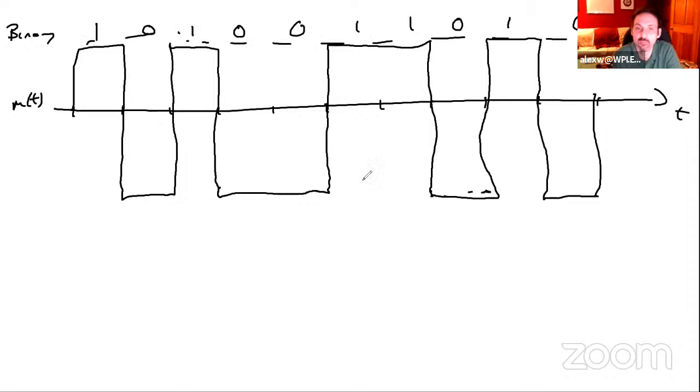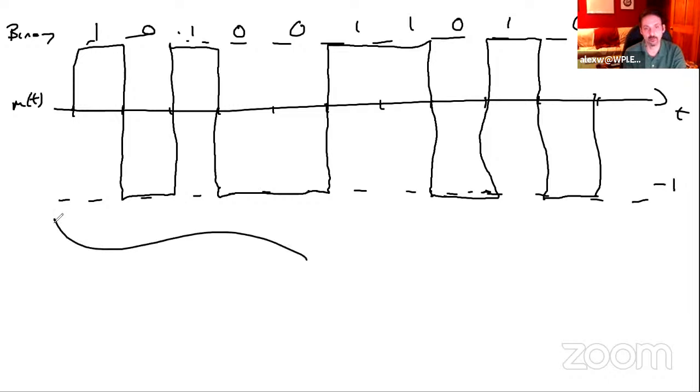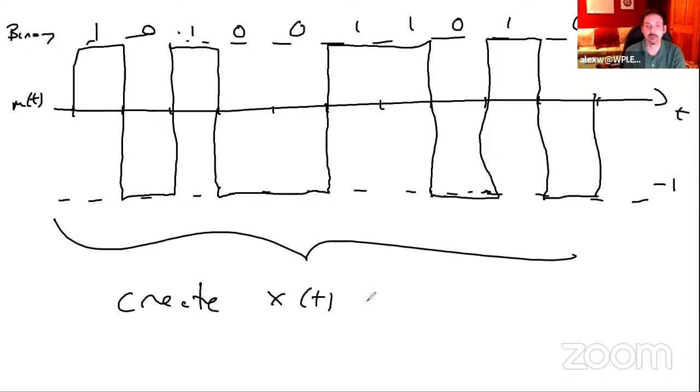So this is a +1 amplitude value. That's a -1 amplitude value. This is actually super important because now I'm going to parse this thing out. I'm going to take this and create x of t and y of t. How so? This is the trick. I'm going to take red.